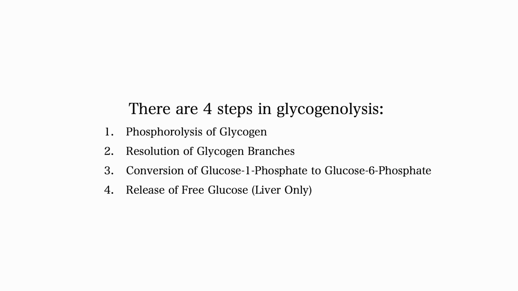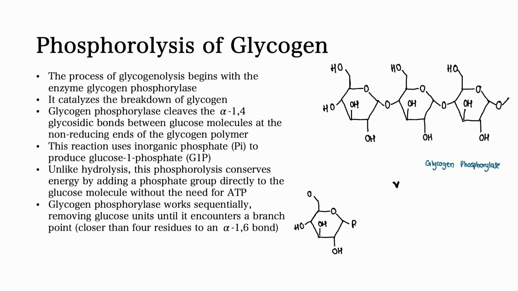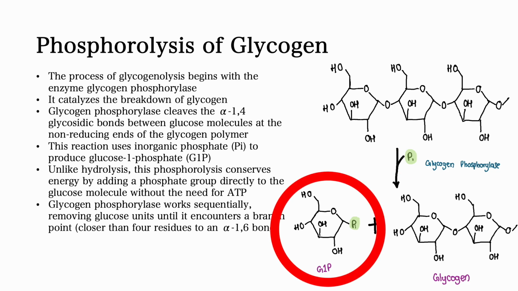Steps of glycogenolysis. Step 1. Phosphorylysis of glycogen. The process of glycogenolysis begins with the enzyme glycogen phosphorylase. This is the enzyme that breaks down glycogen. Glycogen phosphorylase cleaves an alpha-1,4 glycosidic bond between the glucose molecules at the non-reducing end of the glycogen polymer. This reaction uses inorganic phosphate to produce glucose-1-phosphate, also called G1P.